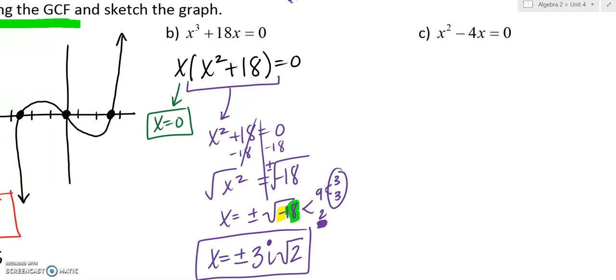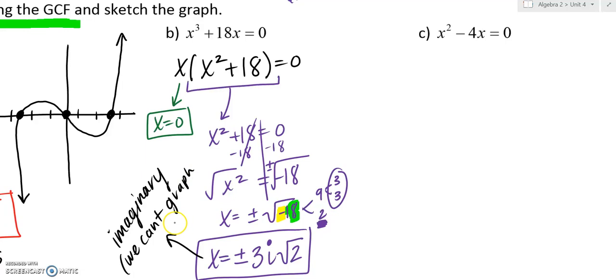This is an imaginary solution, so I'm just going to draw a little arrow here. This is imaginary. How do I know it's imaginary? There's an i for imaginary. I'm going to put in parentheses, we can't graph these. They're imaginary. We can't see them. Okay, we can't graph these. That's okay. We know it's there. It's a solution. We just can't see it on the graph.